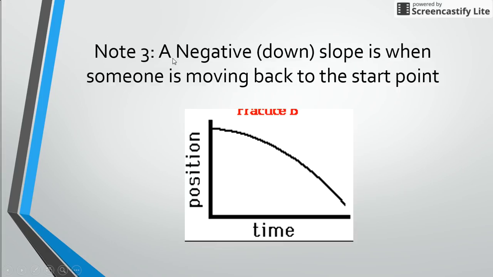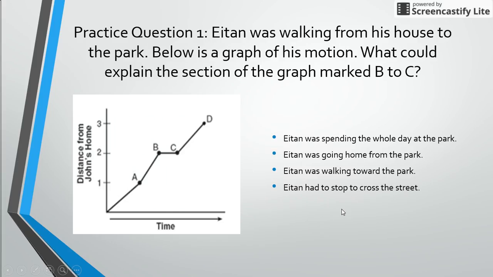Note number 3, a negative or downward slope is when someone is moving back to the starting point. So this is their position or their distance, and they're going back to the point in which they started as time goes on. Practice question number 1.